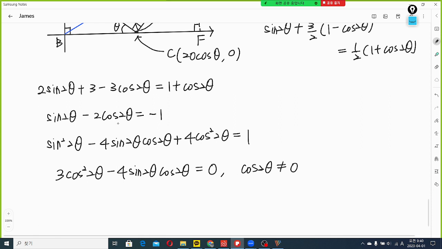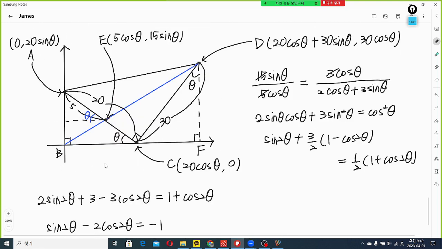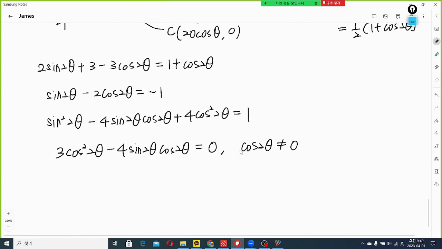If cosine 2 theta is 0, sine 2 theta should be minus 1. In such case, 2 theta is 3 pi over 2, and so theta is 3 pi over 4, but that's an obtuse angle. But from this diagram, we see that theta should be acute, not obtuse. So because cosine of 2 theta is not 0, we can cancel this cosine 2 theta from each term.